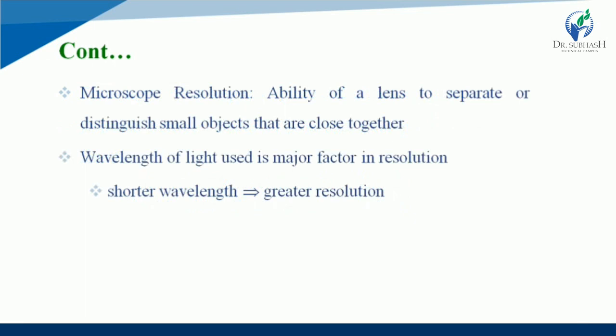Microscope resolution we already discussed. The ability of a lens to distinguish small objects that are close together is called microscopic resolving power. The wavelength of light that is used is a major factor in resolution; the shorter the wavelength, the greater the resolution. That is regarding various terminologies.